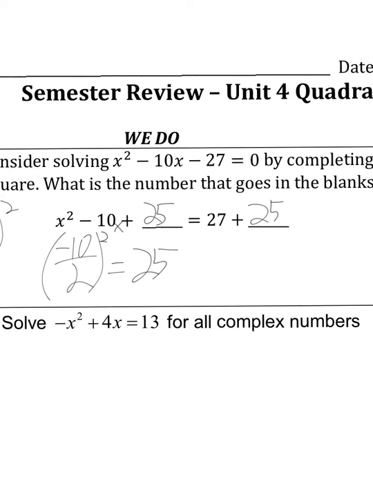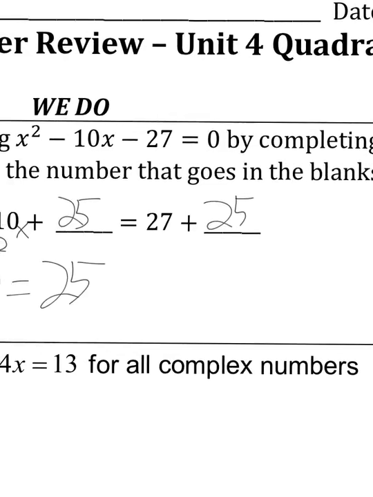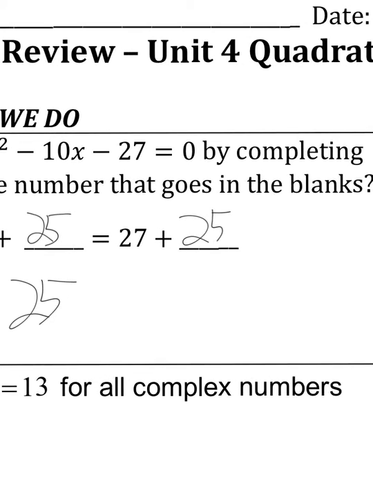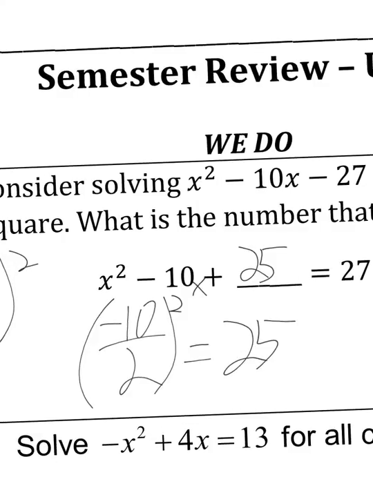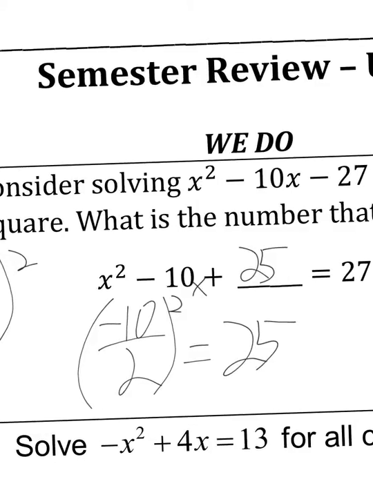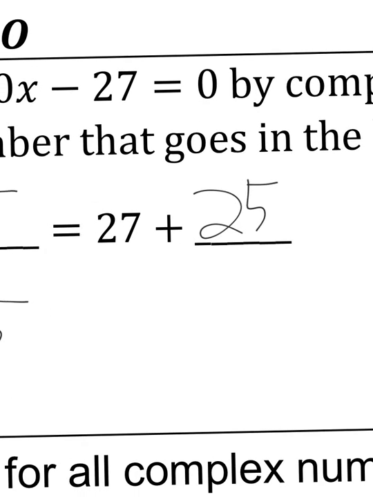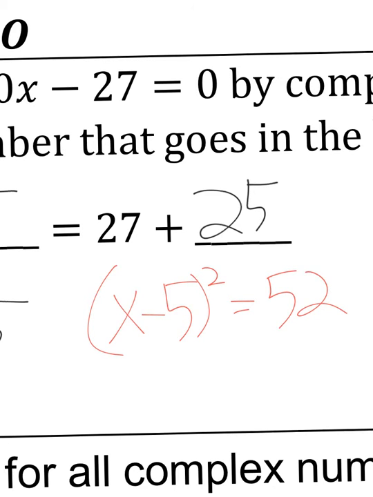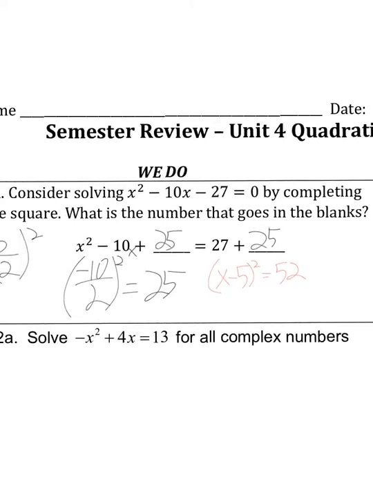And that's it for this question, but just for the sake of it, the final expression would look like this. Remember, you need to factor it. Since it's a perfect square trinomial, the factors of 25 that add up to negative 10 are negative 5 and negative 5, because that's the square root of 25, 5 or negative 5. So I'm going to write this as x minus 5 squared equals, and 27 plus 25 is 52. And so that's it, completing the square.